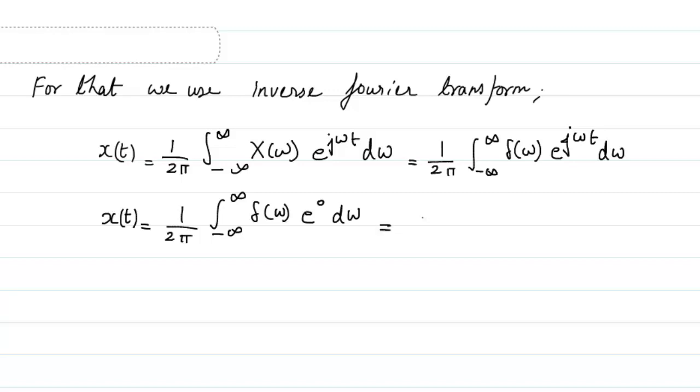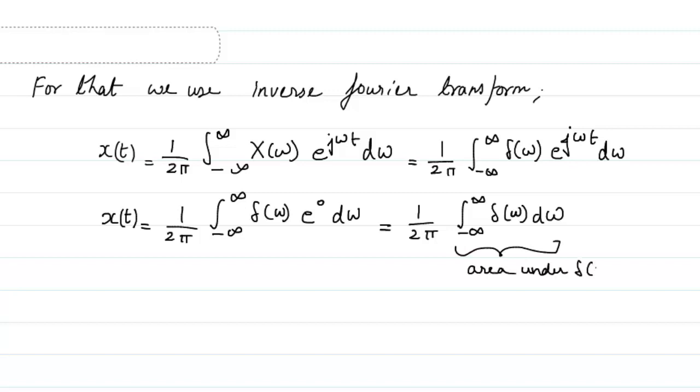Correct? Now what is e raised to power 0? E raised to power 0 is 1. So I will get 1 by 2 pi integral minus infinity to infinity delta omega into d omega. And what is this? This is area under delta omega, and we all know what that area under the delta function is. It is 1. So this comes out to be 1 by 2 pi.